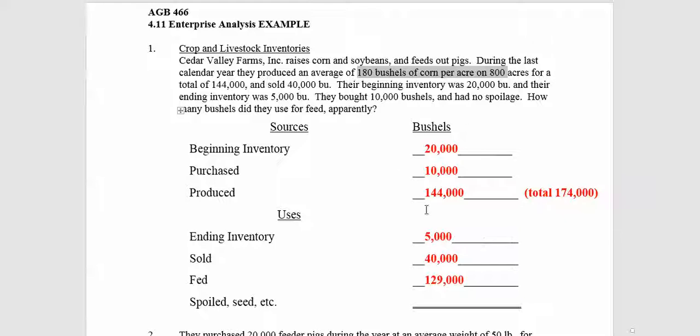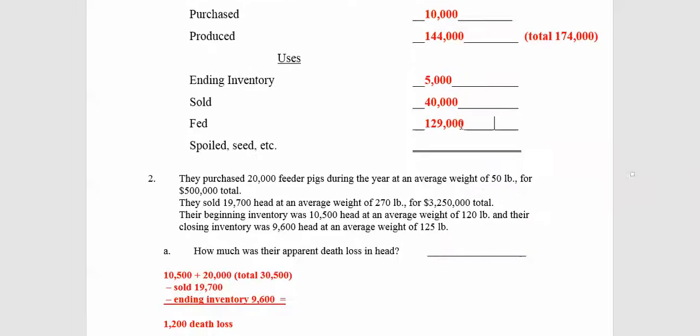The uses in this scenario is an ending inventory of 5,000. If we're trying to figure out what we actually fed through the year, we're going to take off the 5,000 that we ended with, because obviously we haven't used it up yet. And then we're also going to take off 40,000 bushels which we sold. You see that here. If we take our total additions and then subtract the ending inventory and what we sold, we see that we fed a total of 129,000 bushels. So we'll use that number later.